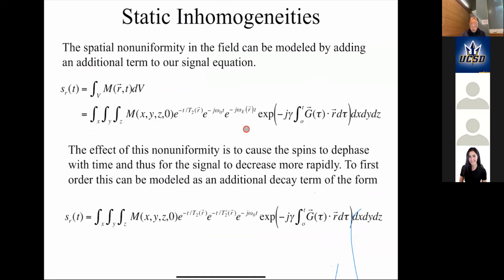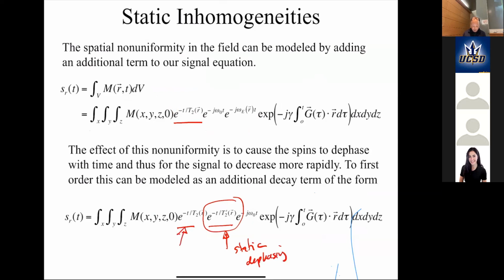Sorry, this is a very busy slide, so let's just focus on what matters. Essentially, previously we had this T2 decay. Now we're going to add this additional T2 prime component to account for the static dephasing, okay?